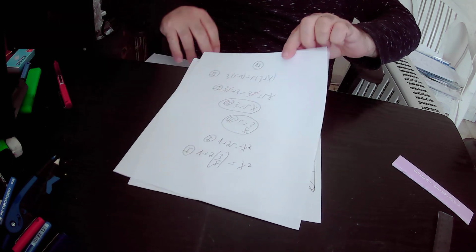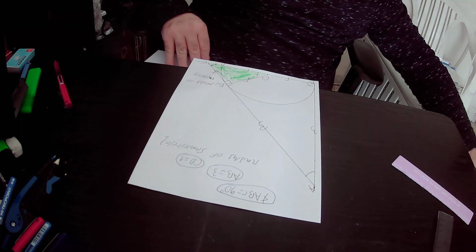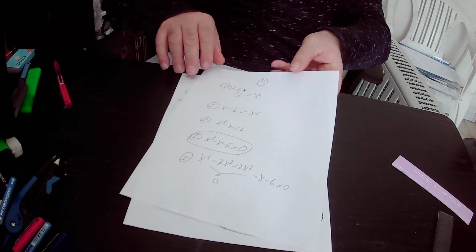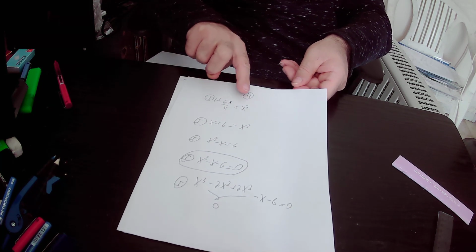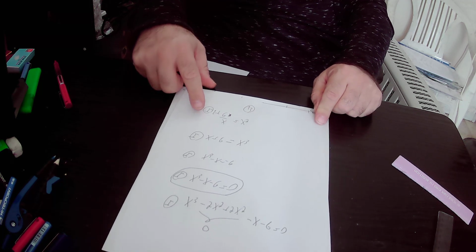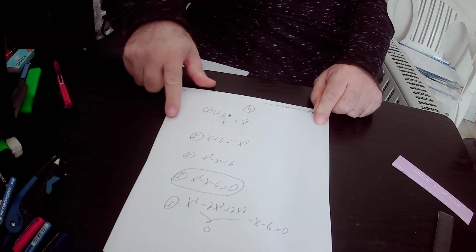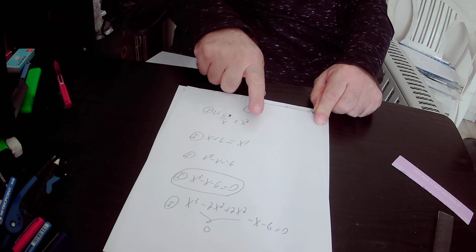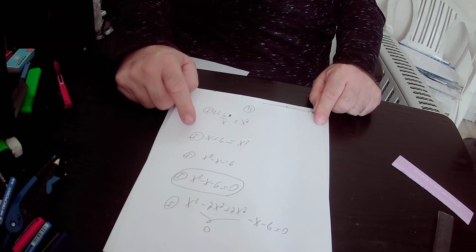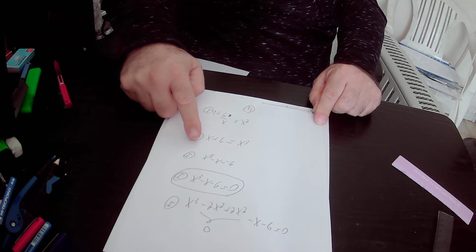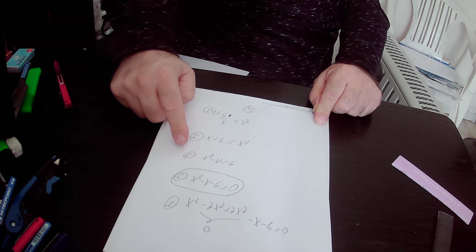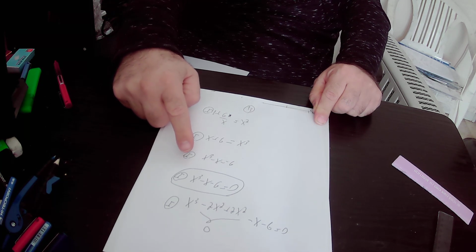2 times 3 is 6, so we got that 1 plus 6 over x equals x squared. We multiplied the equation by x, and we got that x plus 6 equals x cubed. We subtracted x, and we got that x cubed minus x equals 6. Then we subtracted 6, and we got that x cubed minus x minus 6 equals 0.